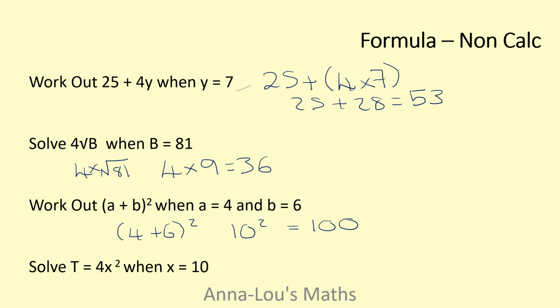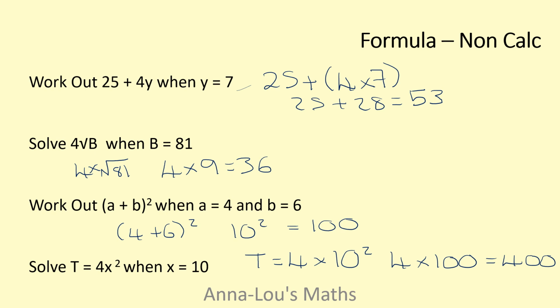Last one, solve t equals 4x squared. So t equals 4, when they're next to each other it means to times, multiplied by x squared, x is 10, so multiplied by 10 squared. So 4 multiplied by 10 squared is 100, so 4 multiplied by 100 gives me 400. Okay, fingers crossed we've got a full house of correctness on that page.